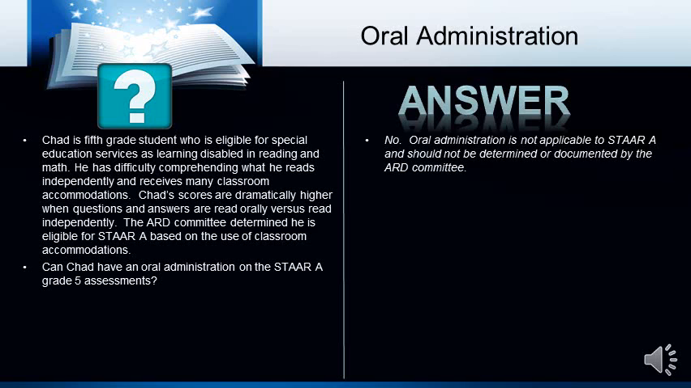Chad is a 5th grade student who is eligible for special education services as learning disabled in reading and math. He has difficulty comprehending what he reads independently and receives many classroom accommodations. Chad's scores are dramatically higher when questions and answers are read orally versus what is read independently. The ARD Committee determined he is eligible for STAAR A based on the use of classroom accommodations.